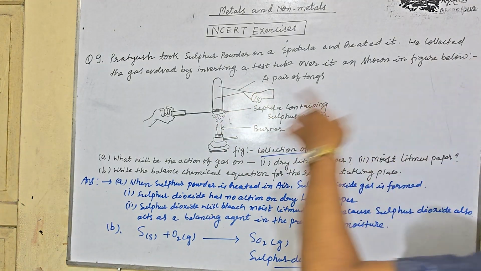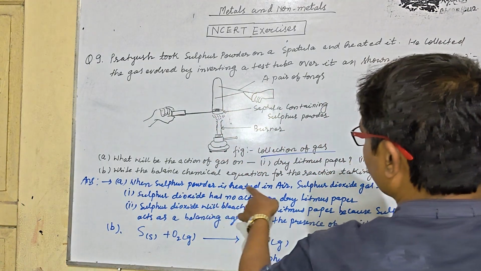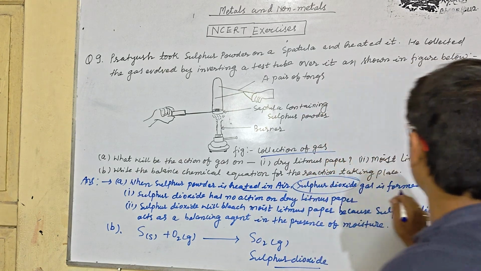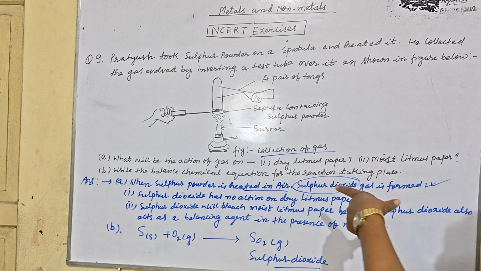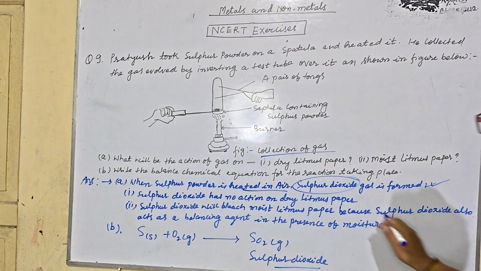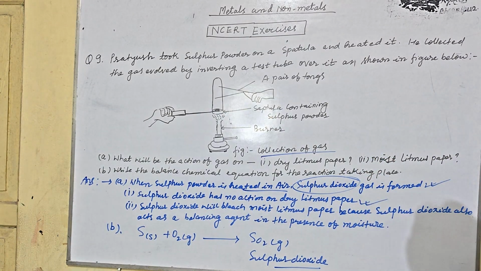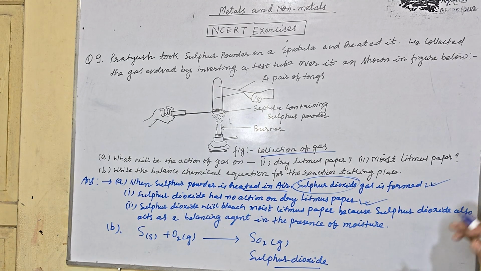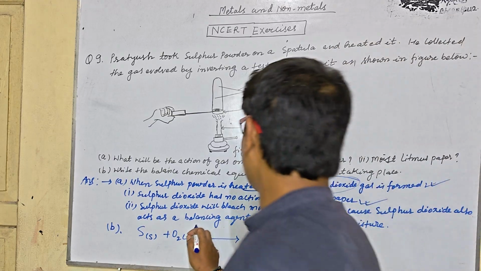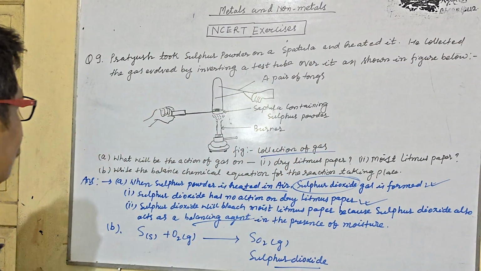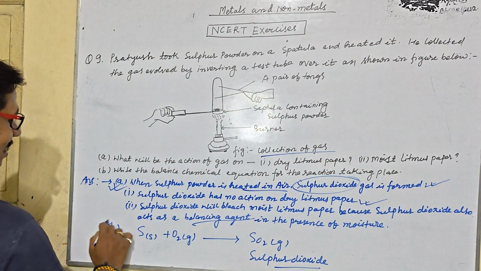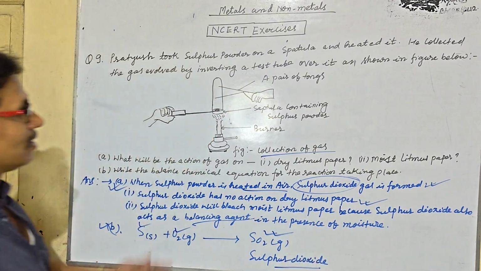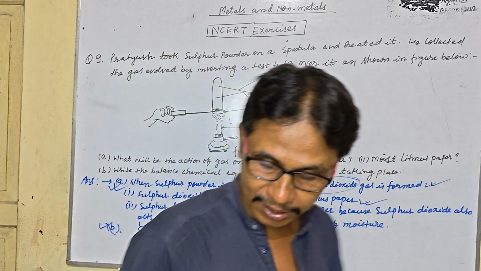So, collection of gas. What will be the action of gas? When sulfur powder is heated in air, sulfur dioxide gas is formed. Is it clear? Sulfur dioxide has no action on dry litmus paper. Sulfur dioxide will bleach moist litmus paper, because sulfur dioxide also acts as a bleaching agent in the presence of moisture. And the reaction is sulfur plus oxygen gives sulfur dioxide. This is all about question number 9.